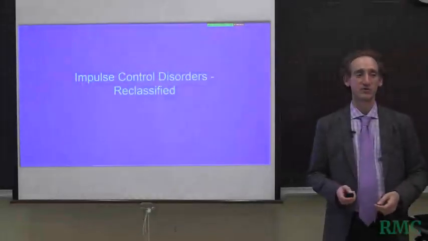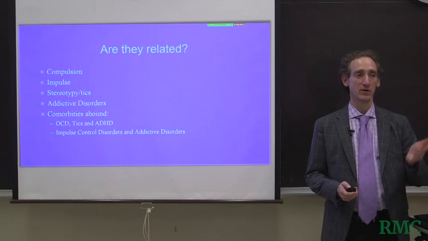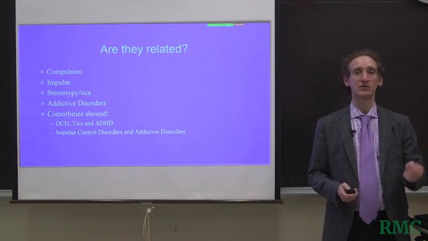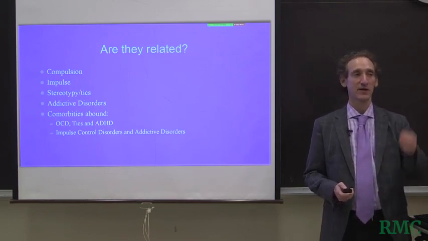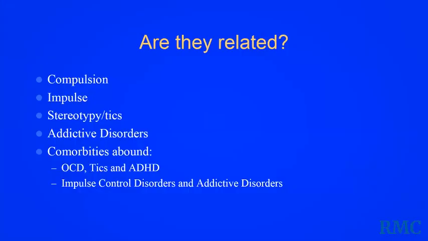Let's talk about impulse control disorders. Let's go through some definitions. A compulsion we talked about was something a person does to reduce distress. An impulse is something a person does to gain gratification. Stereotypical movements or tics have neither gratification nor reduction in distress, they just do it.